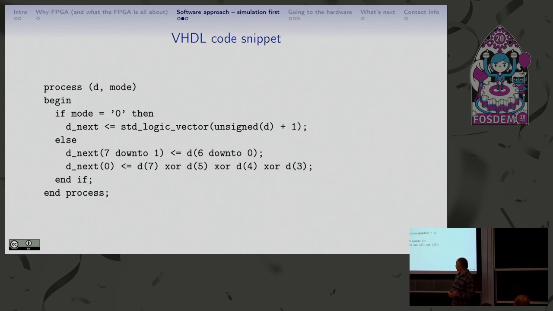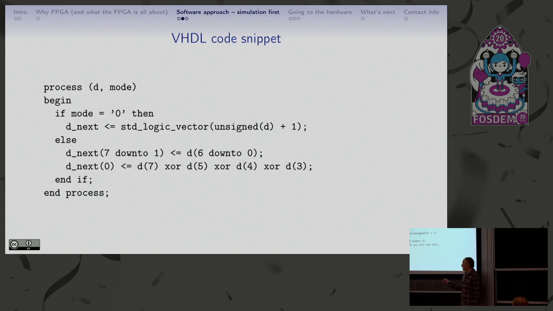And it supports two modes. In one, it's a simple binary counter. And in the more advanced mode, it's a linear feedback shift register. And as you see, the code itself is just 8-10 lines, with all the boilerplate code around it, and VHDL is quite a verbose language. It's around 45-50 lines in the file.